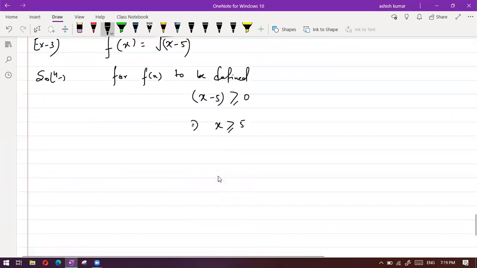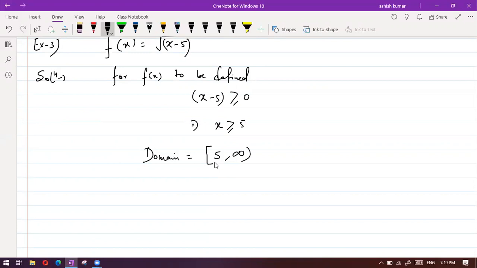So when x is greater than or equal to 5, what will the domain be, Ruchita? Can we say 5 to infinity will be the answer? Is 5 included or excluded here? Excluded. I have written the equal to sign here, so it is obviously included. So will it be an open bracket or a close bracket? Closed.